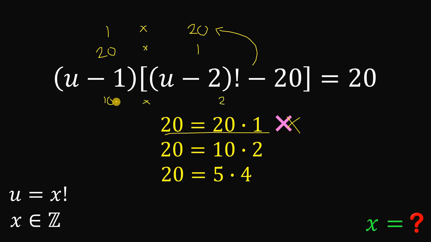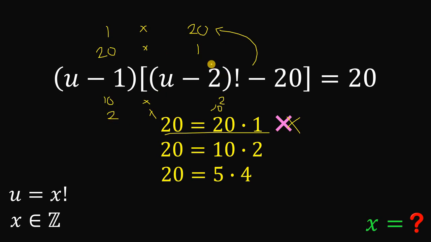Now, if u minus 1 equals 10, then u must be equal to 11. And 11 minus 2, this is just 9 factorial, and that's too big. And if this factor u minus 1 is 2 and the other factor is 10, u minus 1 is equal to 2, so u must be equal to 3.